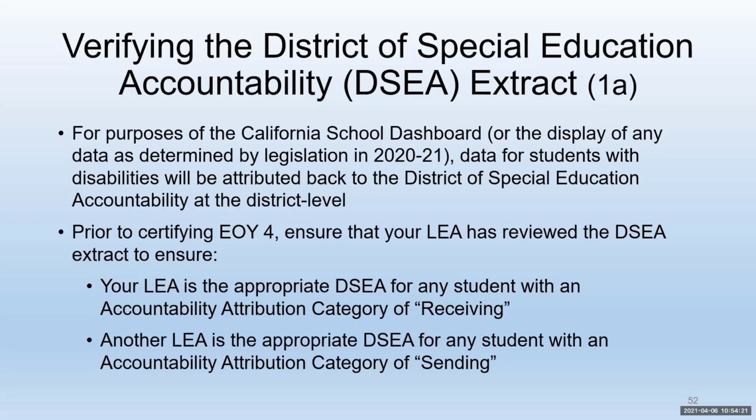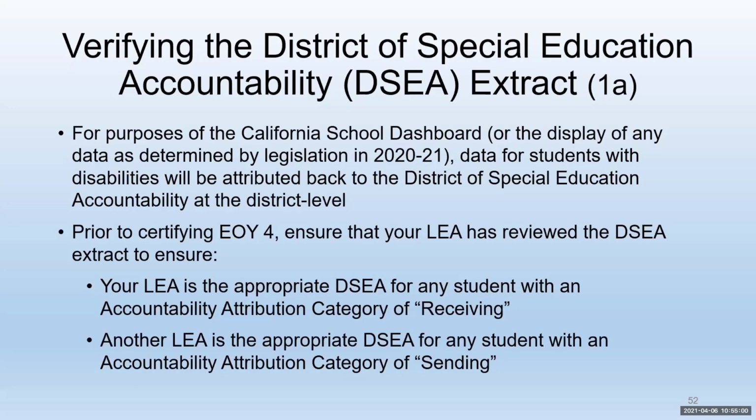And the reason that's important is because the Accountability Office and the Special Education Division made a decision over a year ago that the District of Special Education Accountability will be held accountable in the district level indicators on the dashboard for students with disabilities. Okay, but oftentimes the LEA that is submitting that District of Special Education Accountability is the district where the student is actually going to school. And so another district could possibly inappropriately identify your district as the District of Special Education Accountability.